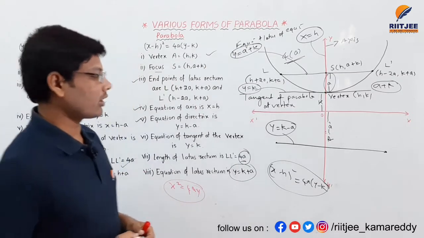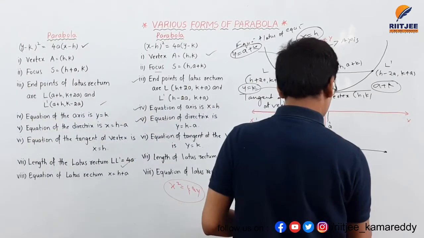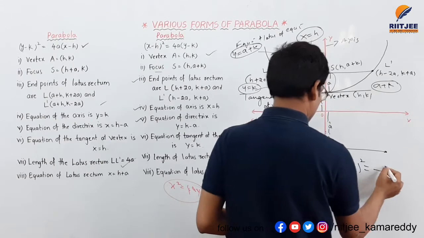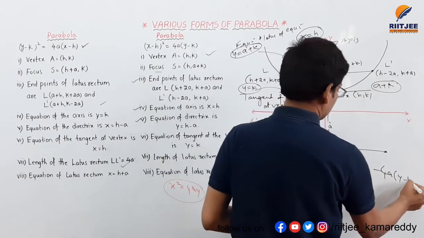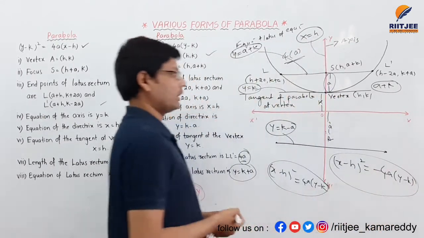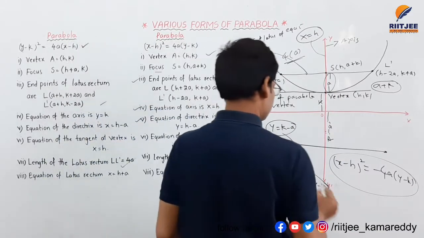And here you can write one more parabola from this expression, (x minus h) whole square is equal to minus 4a into (y minus k). This is one more type of parabola, and it looks like this.